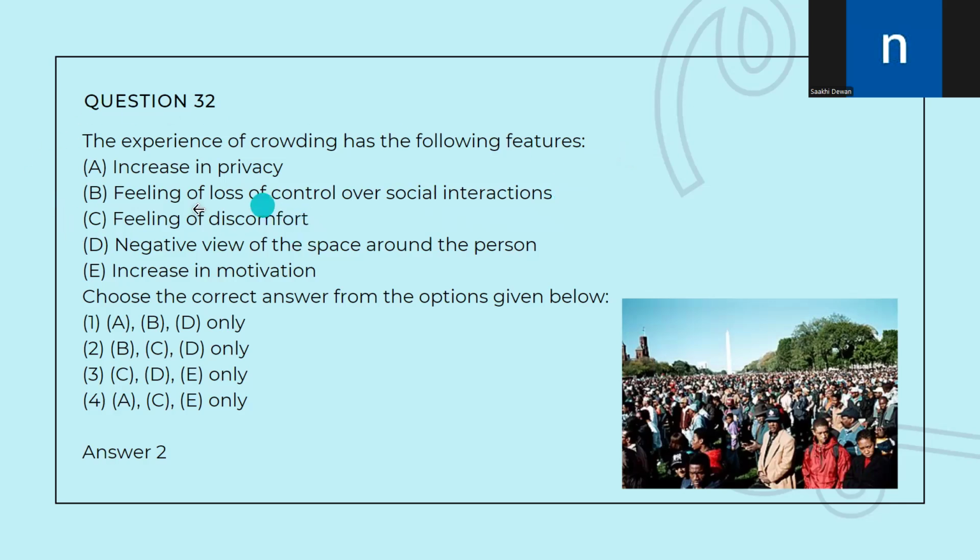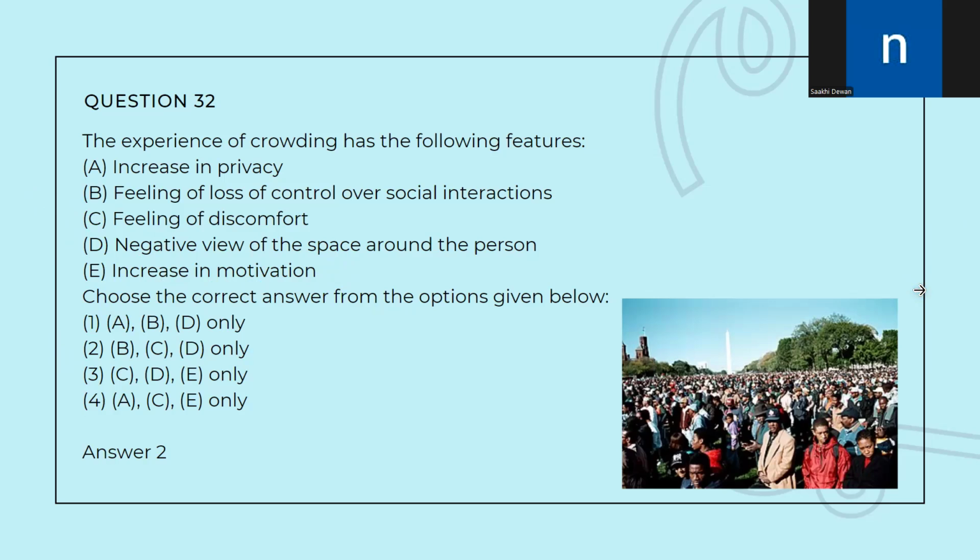The third one is feeling of discomfort. It is also true for crowding. Whenever we are in a large crowd, we usually experience the feelings of discomfort. The fourth statement talks about the negative view of the space around the person. Whenever we are a part of huge crowds, we have a negative view, a feeling of discomfort about the space that is around us. And the last one is increase in motivation. So we know that whenever we are in part of large crowds, we do experience a lack of motivation. So option number E is also not correct. So when we refer to the options, option number 2 that includes B, C, and D is the correct option.